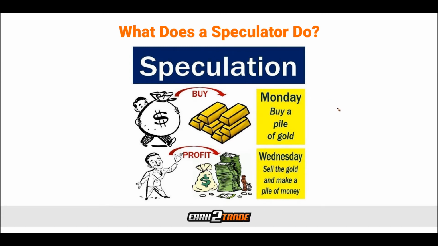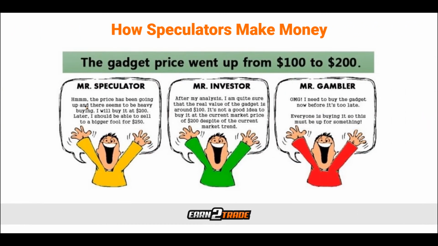Here's a fun little cartoon that kind of personifies the speculator, the investor, and then the gambler. The speculator says, the price has been going up. There seems to be heavy buying. I will buy it at 200, and then later I should be able to sell it to a bigger fool at 250. Mr. Investor says, after my analysis, I'm quite sure that the real value of the gadget is around $100. It's not a good idea to buy it at the current market price of $200 despite the current market trend.